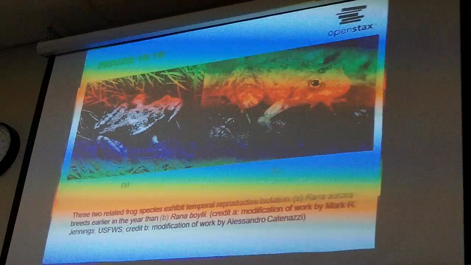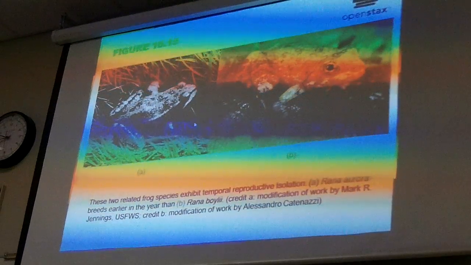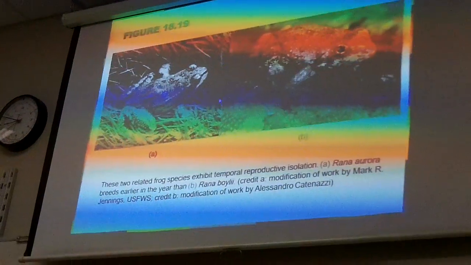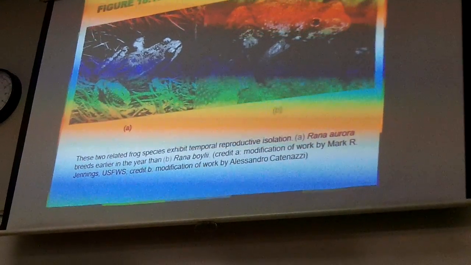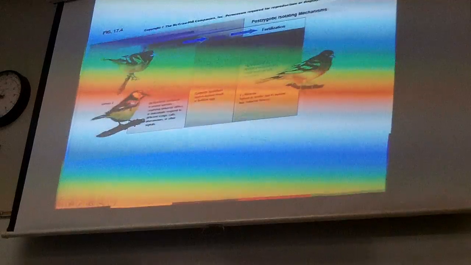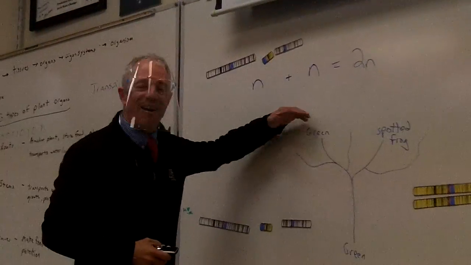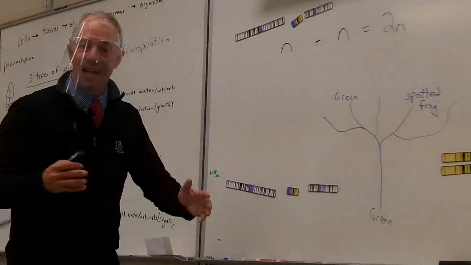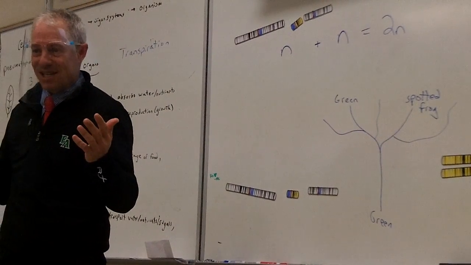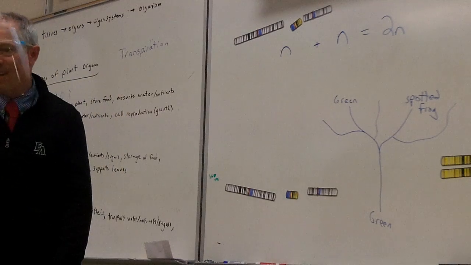If there was a mutation in one of the frogs, could it reverse the adaptation? It could. So maybe allow them to mate again. Yeah, and then they would stop being separate species. So they can merge back. They could. Yeah.